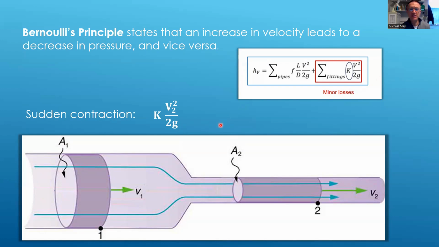Now, when we come to a situation where we have a sudden contraction in the pipe, we'll see that there's two velocities here, an upstream and a downstream velocity. So which one do we take in our minor loss equation to calculate that minor loss? The rule is we always take the largest one and err towards the greatest loss. It's better to overestimate your losses than underestimate your losses.